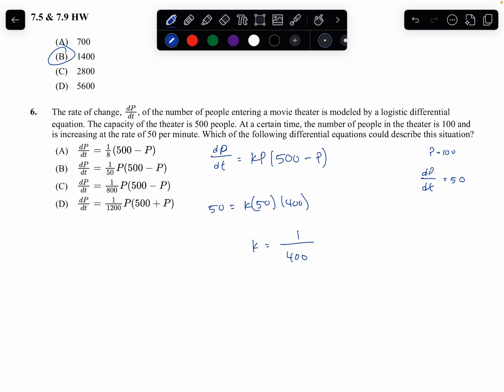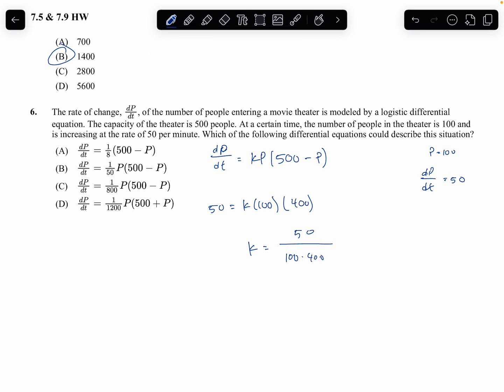That's still not there. Why am I putting that as 50 right there? I keep messing up. Okay, hold on. 50 equals K times 100 times 400, since 500 minus 100 is 400. There we go. So K will be equal to 50 over 100 times 400. So that's going to be equal to 1 over 800. There we go. So that's going to be K right here. So that's going to be C.